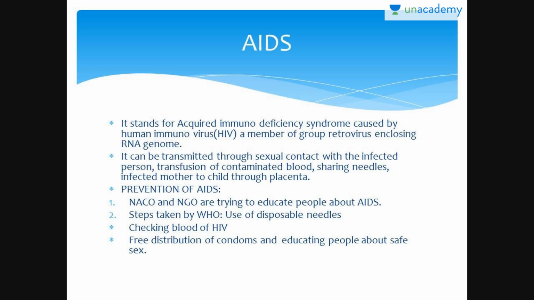AIDS was first reported in 1981. AIDS is caused by HIV, the human immunodeficiency virus. HIV is a retrovirus having RNA as the genetic material. There are several modes of transmission: sexual contact with an infected person, transfusion of contaminated blood and blood products, sharing infected needles among intravenous drug users, and from an infected mother to the fetus through the placenta.